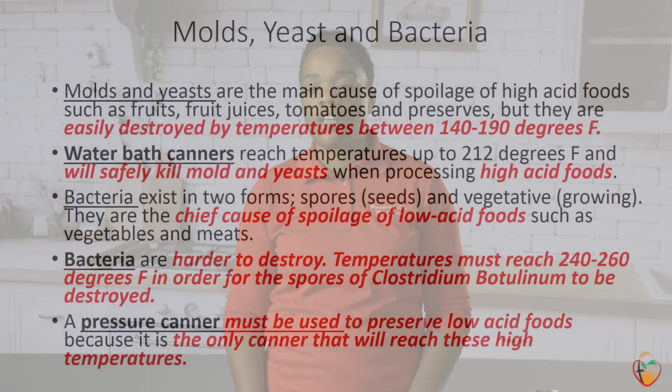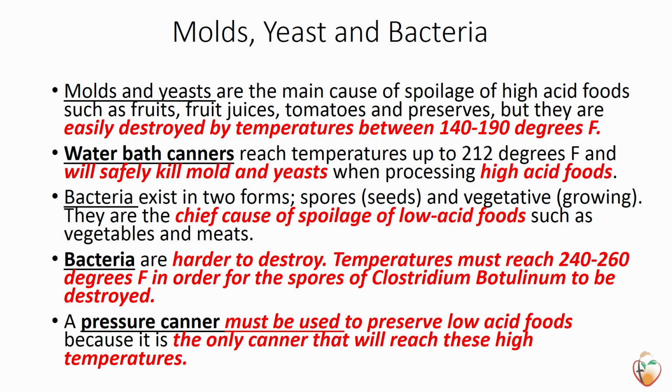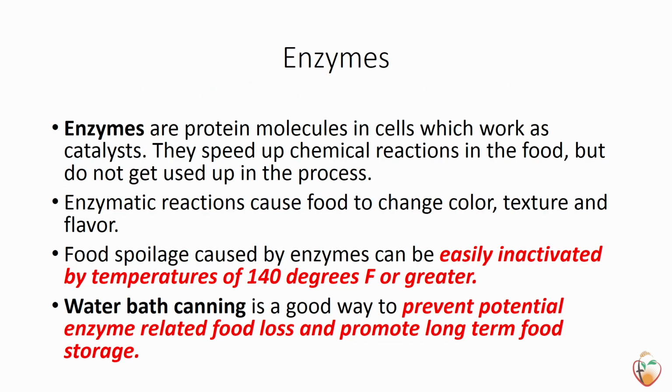They are the chief cause of spoilage of low-acid foods such as vegetables and meats. Bacteria are harder to destroy. Temperatures must reach 240 to 260 degrees Fahrenheit in order to destroy the spores. A pressure canner must be used to preserve low-acid foods because it is the only canner that will reach high temperatures.